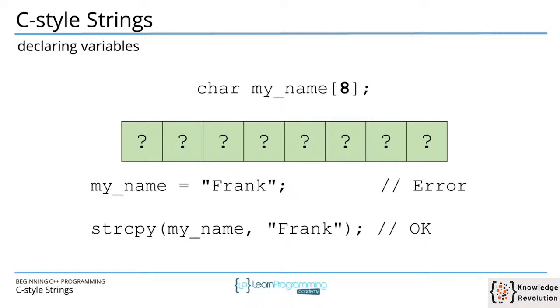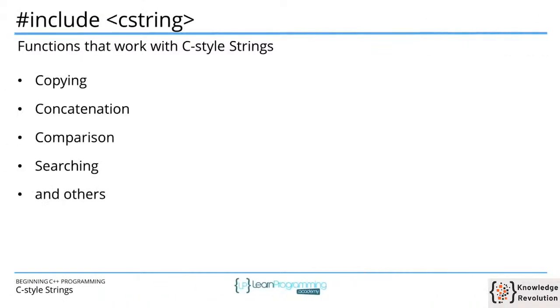There are lots of C-style functions that C++ brings in from the C programming language. Let's see a few of them. The C-string library contains many functions that work with C-style strings. These functions are used to copy, concatenate, compare, search, get the length of a string, and many more. They all rely on one common factor, that the sequence of characters they're working on is terminated with a null character. If you're using C-style strings, you must be very aware of this.